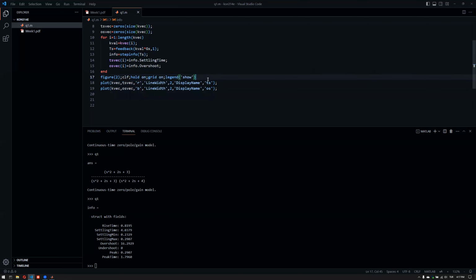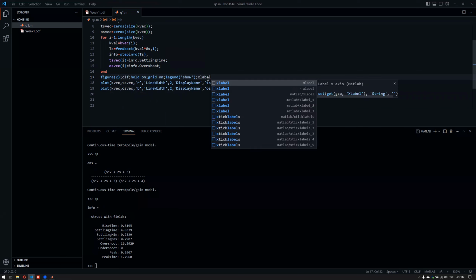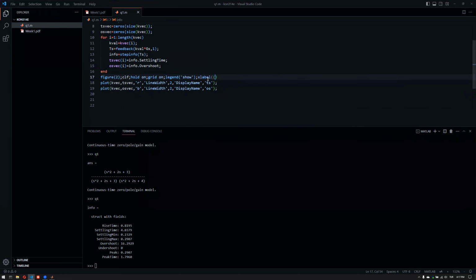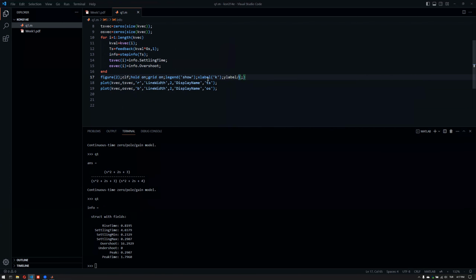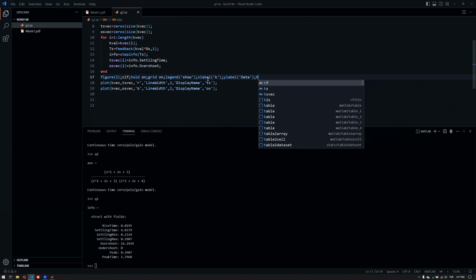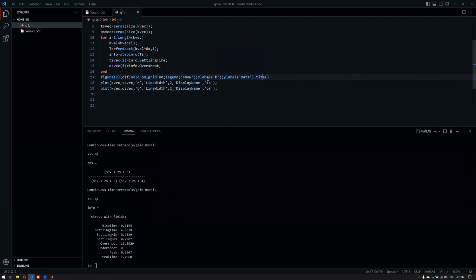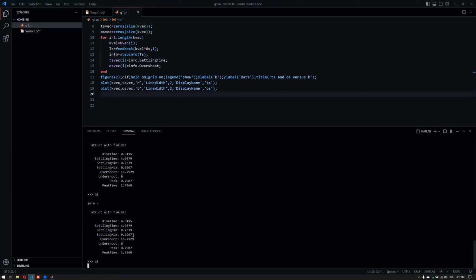So, what we can do is give it xlabel, which is basically going to name the x-axis for us, and this is going to be K. And then ylabel. Well, some data, I guess. And yeah, title could be like TS and OS versus K. So let's run the script. There we go.